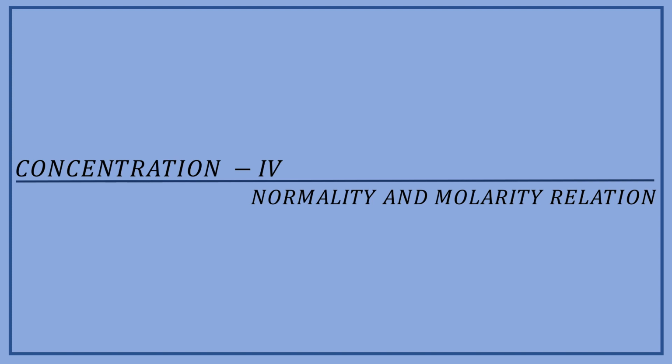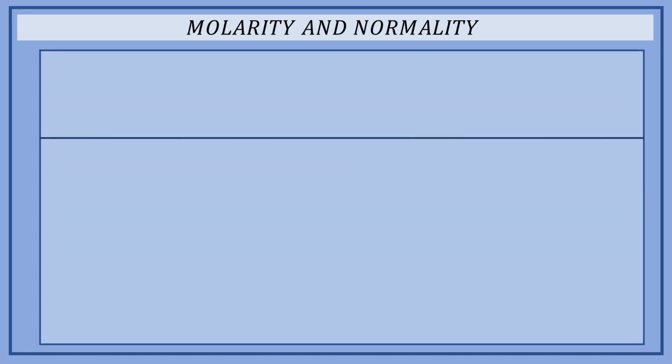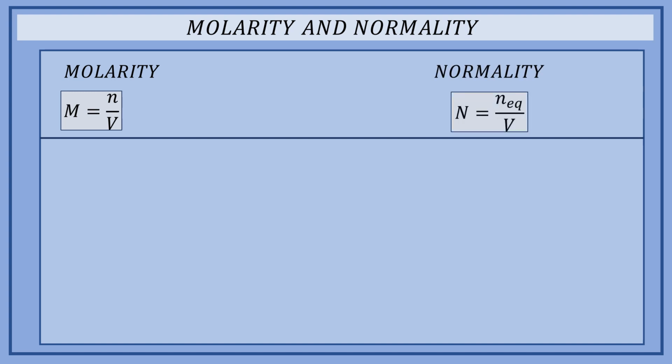In this video, we are going to learn about the relationship between the concentration terms normality and molarity. In our previous discussion, we defined molarity as the number of moles of solute per unit volume, where the volume is expressed in liters. Similarly, normality is defined as the number of equivalents of solute per unit volume. Again, the unit of volume is liters.